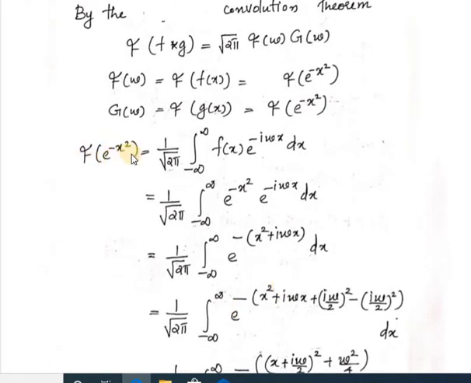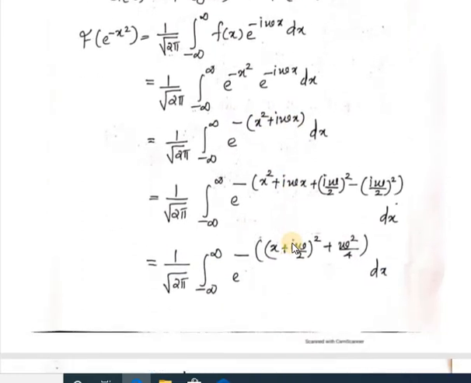So the Fourier transform of e raised to minus x square, by definition, is 1 by root 2 pi integral from minus infinity to infinity of f of x into e raised to minus i omega x dx. The function is e raised to minus x square, so we can add the powers, and taking the minus sign outside, it becomes minus of x square plus i omega x. Now we apply the method of completing the square. First we have to check whether the coefficient of the second degree term is 1. Here it is 1, so we can apply the completing square method.